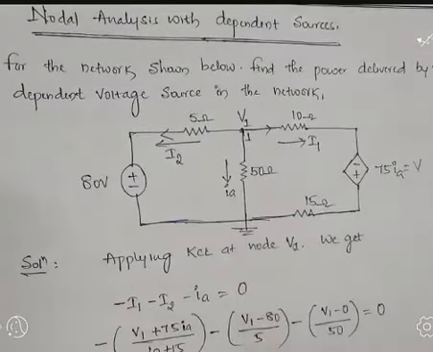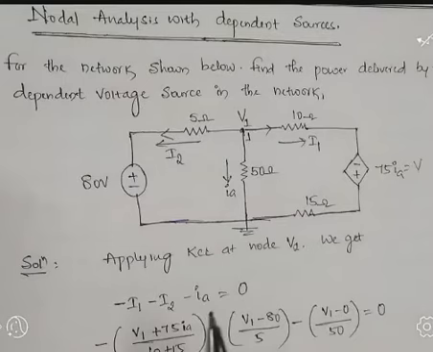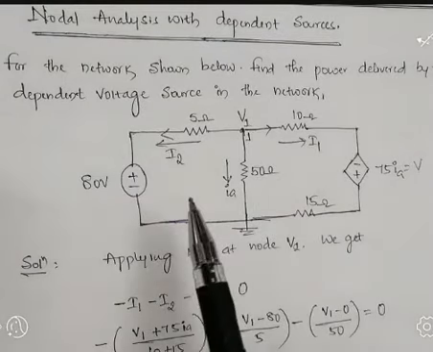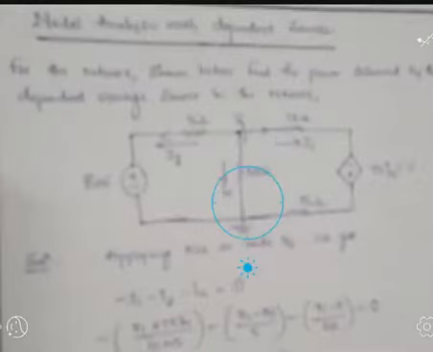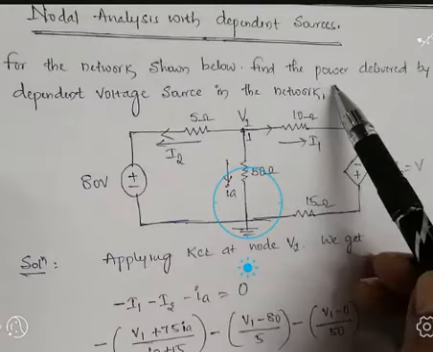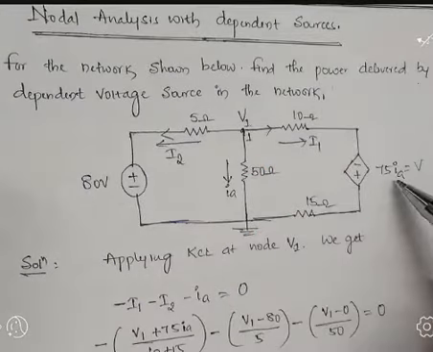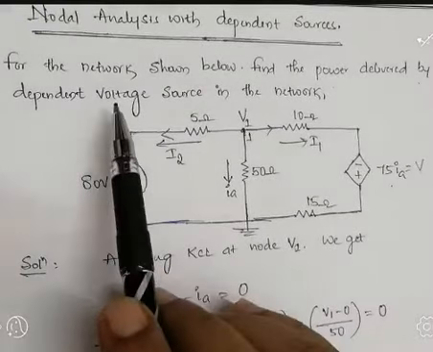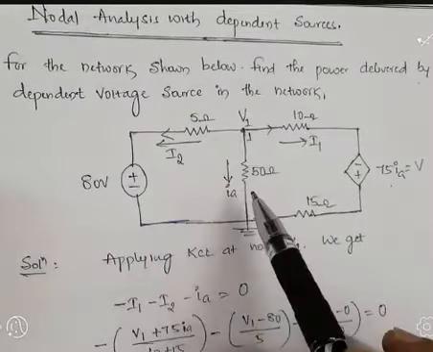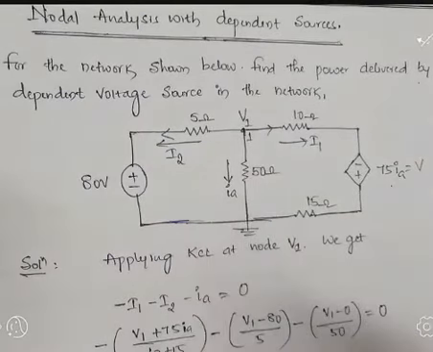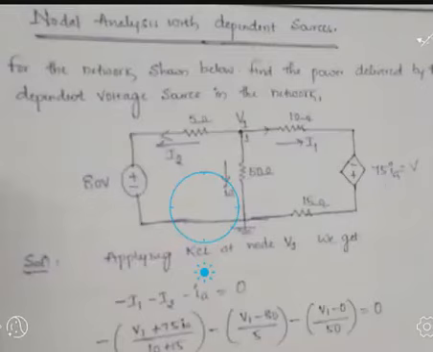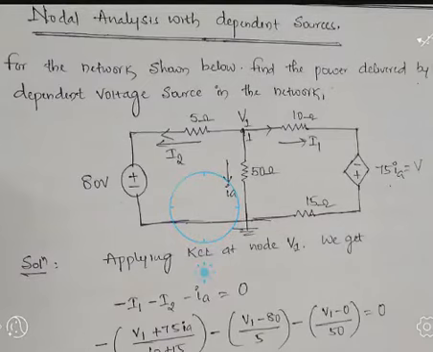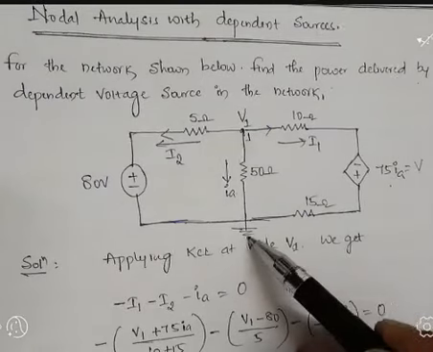As per the statement of the problem, for the network shown below, we have to calculate the power delivered by the dependent voltage source. But one more thing is that we have to analyze this network with the help of nodal analysis. Nodal analysis means first we have to observe how many nodes are present in the given network. So this is the reference node, the ground node.